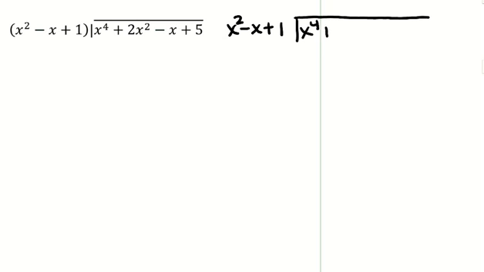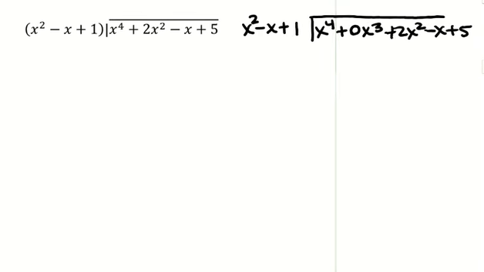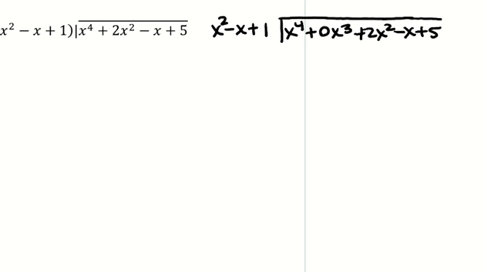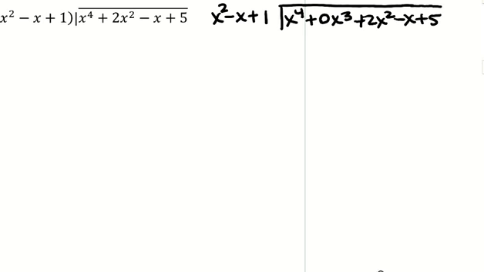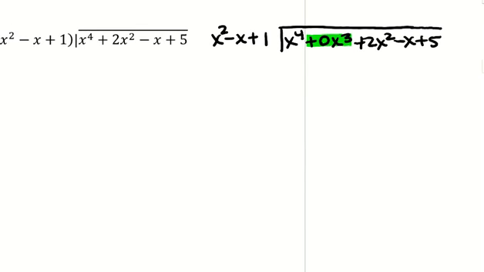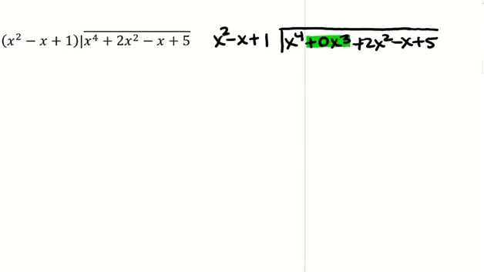X to the 4, add 0x to the 3rd, 2x squared, negative x, and positive 5. With the key thing here being the plus 0x to the 3rd. All right, zoom out a bit. Yeah, there we go. Get some room to write above this.